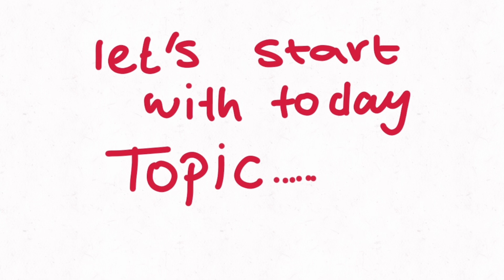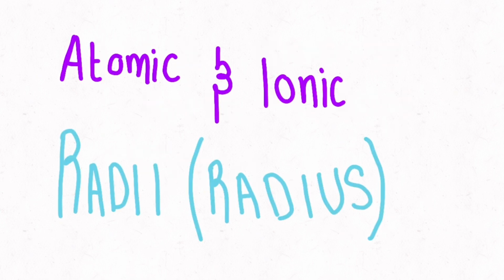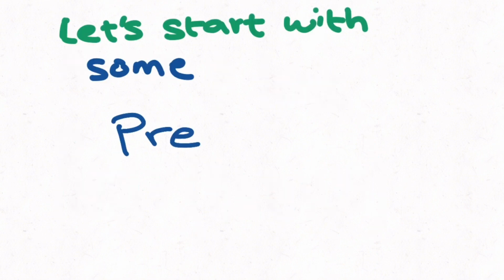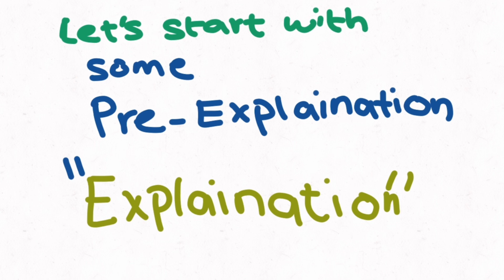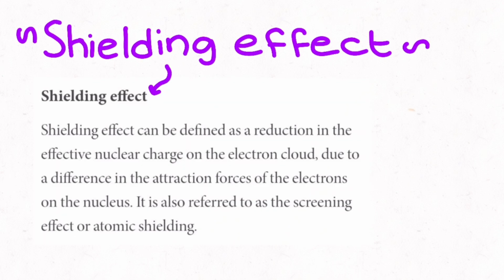So let's start with today's topic, which is atomic and ionic radii. Radius, if you want to say so. So let's start with some explanations, basically prerequisites to understand what we're going to talk about today. Our first topic is going to be shielding effect.